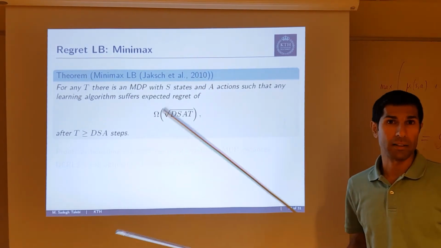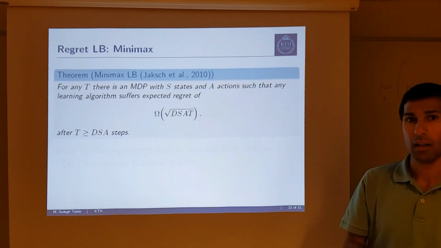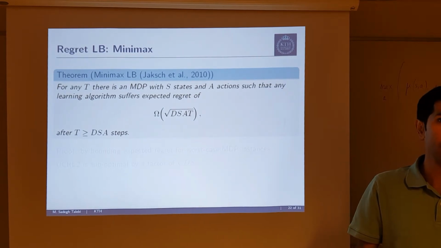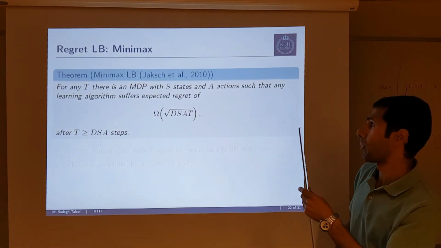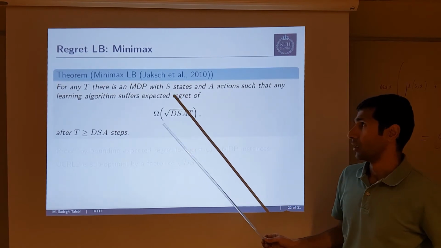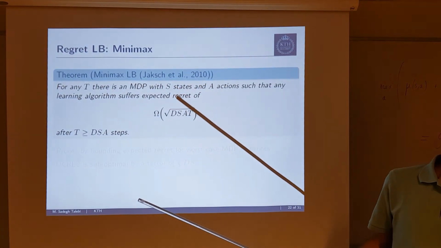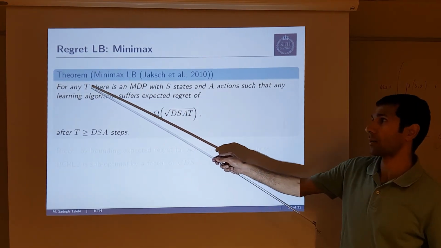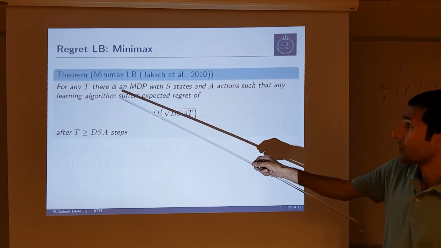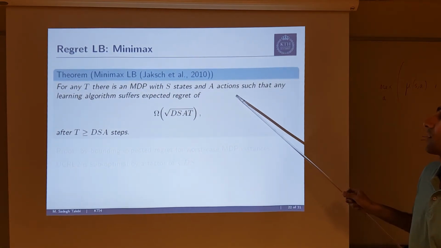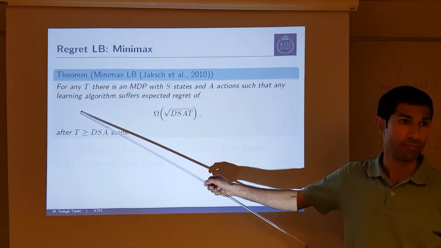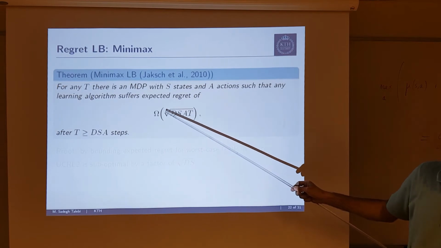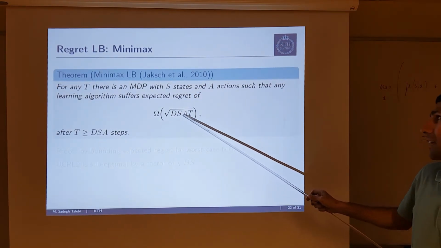It's a minimax lower bound, and for this type of lower bound, they come up with a very, very hard to learn MDP, for which they try to bound the expected regret from below. So basically the result is this: for any time t, there is an MDP with S states and A actions such that any learning algorithm, not just UCRL, cannot have regret better than this, square root of SAT.